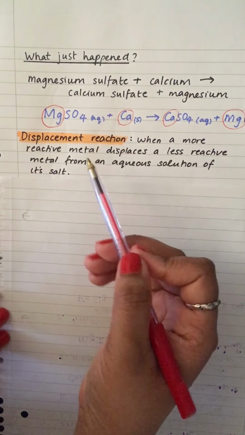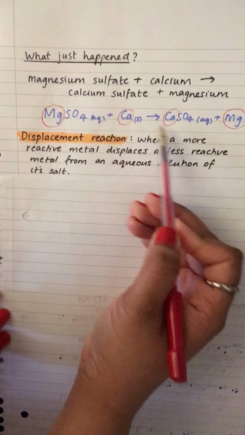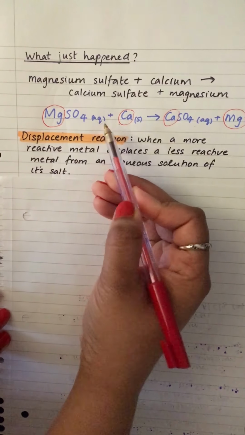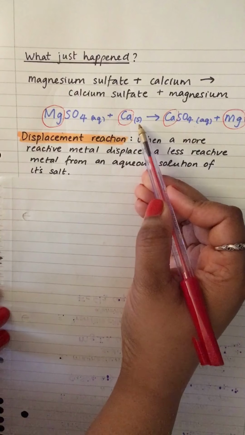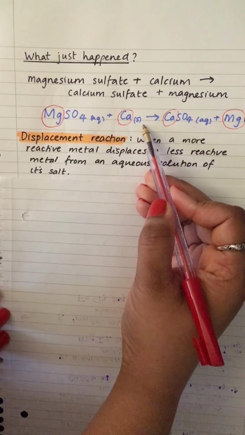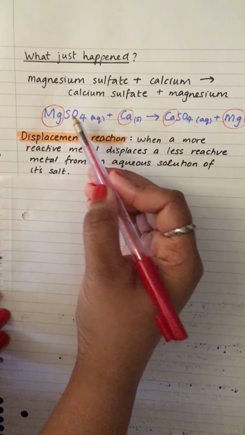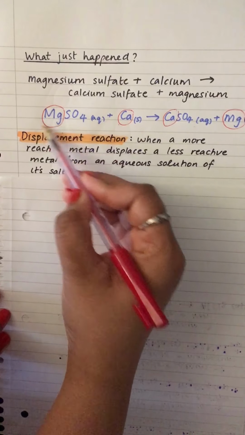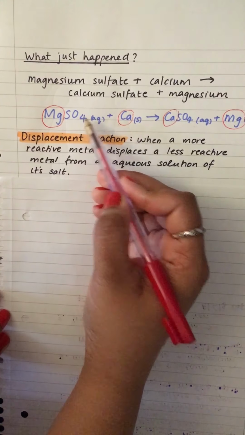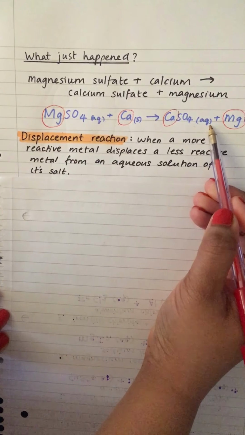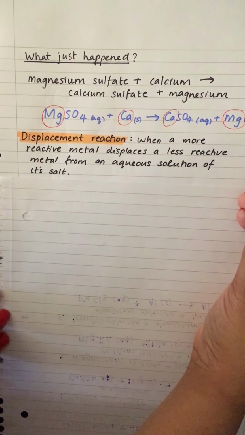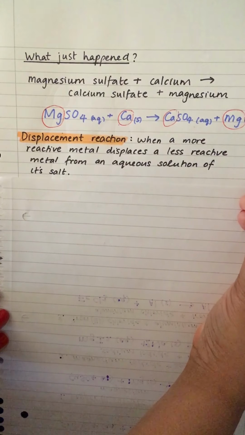Now, if you look closely, you can see I've put some state symbols here. We've got an aqueous solution of magnesium sulfate. So pure calcium would be in the solid form, okay? Now, when it reacts with this solution, it displaces the magnesium and bonds to the sulfate, and as a result, we formed a new aqueous solution and essentially solid particles of magnesium.